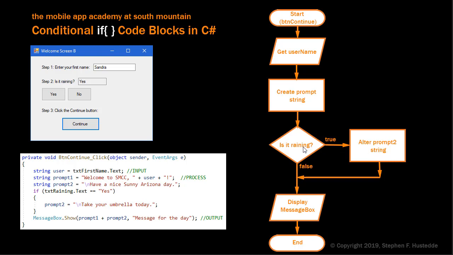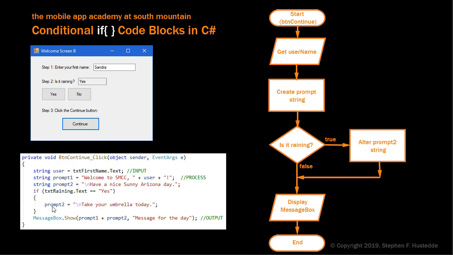If it doesn't, it's false, and that's the original second prompt string created up here in this create prompt string, then it's going to ignore that and come this direction down and just display it. So here's how we write that in code. We use an if block. So we can say if, and then in parentheses our Boolean expression. So txt raining.text, which is this text box up here, is equal to yes. So if the text of that text box is yes, then we're going to execute the code that's between these curly brackets.